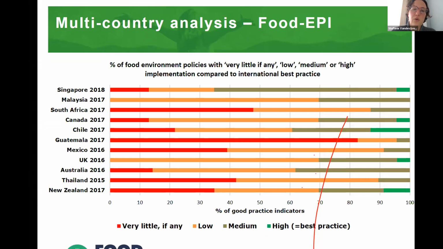Broadly speaking, you can compare the implementation gaps across countries and look at the percentage of policies that are evaluated at very little, if any, low, medium, or high implementation across countries. So there is some diversity. What you can also see is that because we have 47 indicators, there's no country that has a high percentage of best practice policies. For example, Chile is doing really well, but then these policies capture 3 different policy areas.